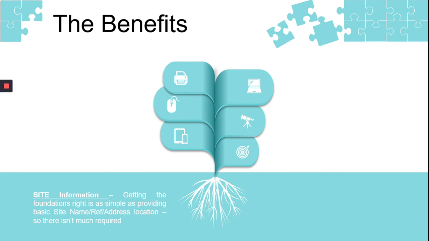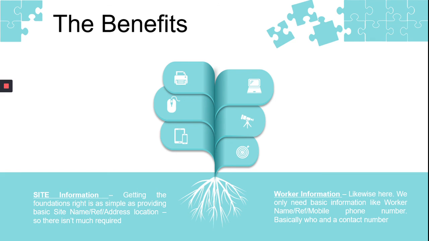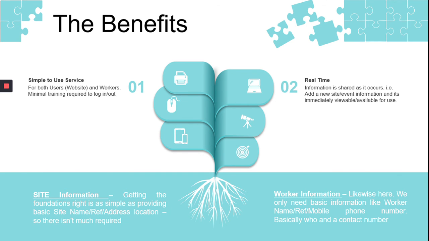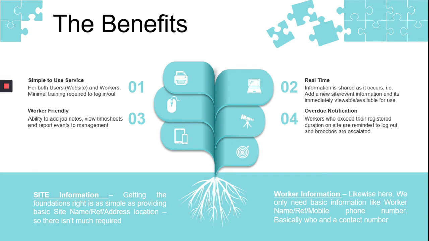So the benefits: site information, getting those foundations right. Very simple, we need site name, reference and address. From the worker side, we just need the worker's name, a reference number and their mobile phone number. It's a simple to use service. There's minimal training required for people to use it. It's real time, and you can add site information, event information. It's viewable there for everybody as well. Very worker friendly, so adding job notes and viewing timesheets on their mobile is there.